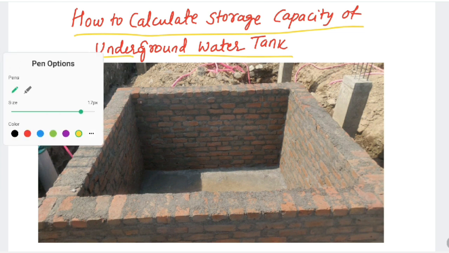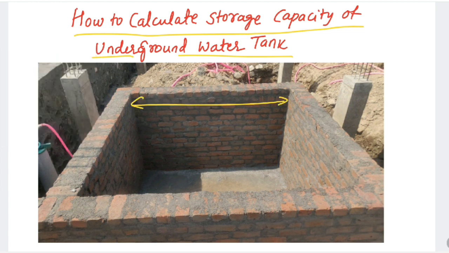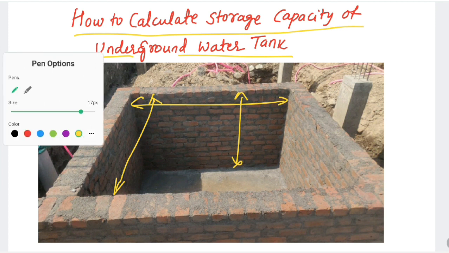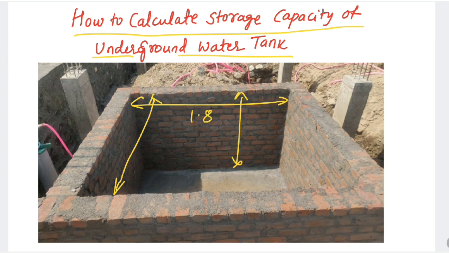Especially in this figure it has some dimensions: one is the length, another one is the width, and another one is the depth. Here in this figure, the length of this tank is 1.8 meter, the width of this tank is 1.5 meter, and the depth of this tank is 1.2 meter. There are no obstructions at the bottom also, so it is purely built on a bed concrete.